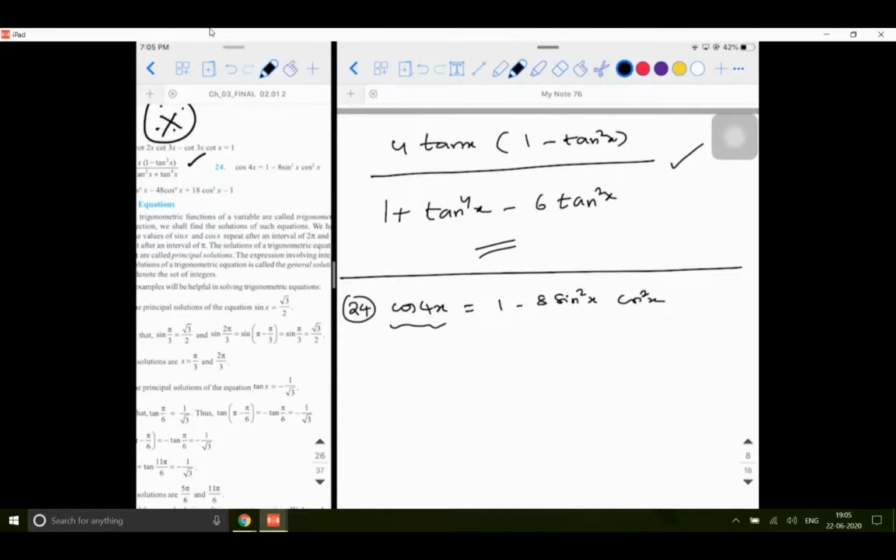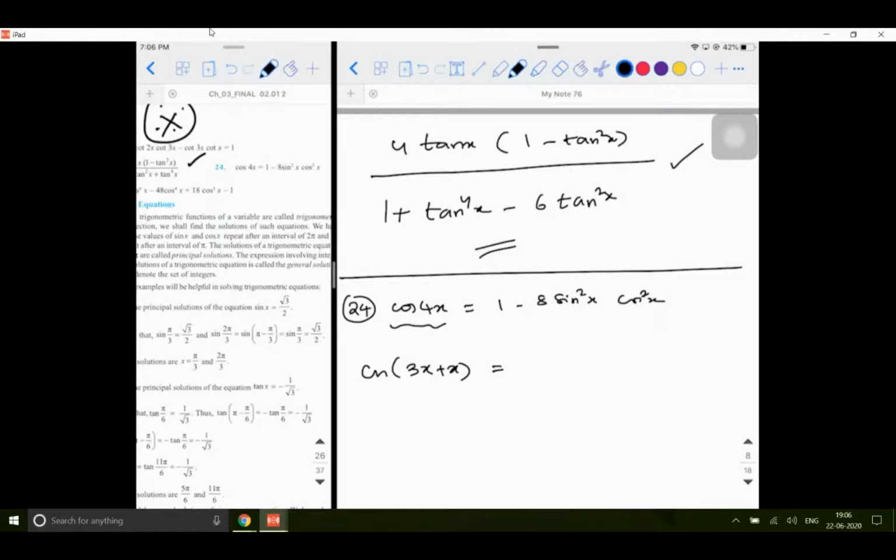So cos 4x, how can I write it? Cos of 3x plus x, or 2x plus x? Here, why don't you write just 2x plus 2x only? No, sir. Last sum we did by one method, this sum it will be easy. Okay, your wish, you can do it any way you want.